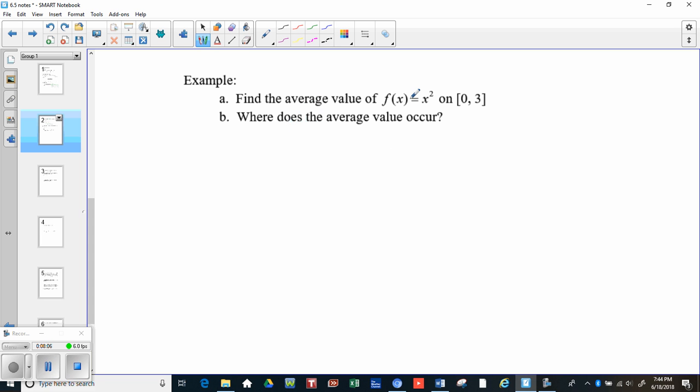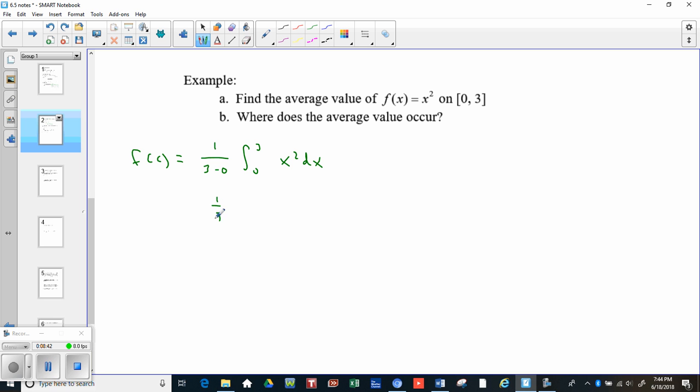Find the average value of f of x equals x squared on 0 to 3. And then we want to find where that average value occurs. According to our formula, f of c, which is our average value, is going to equal 1 over b minus a. Well, this is a and this is b. These are your endpoints. This is your closed interval. So it's 1 over 3 minus 0, integral from 0 to 3 of our function x squared dx. And this is a relatively simple integral to do.